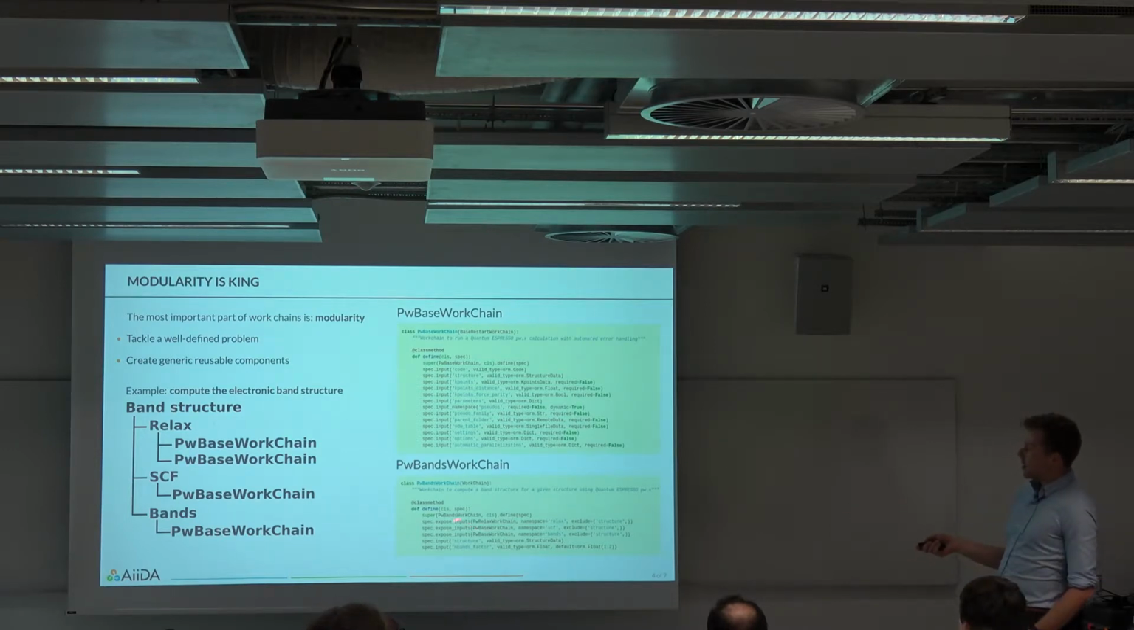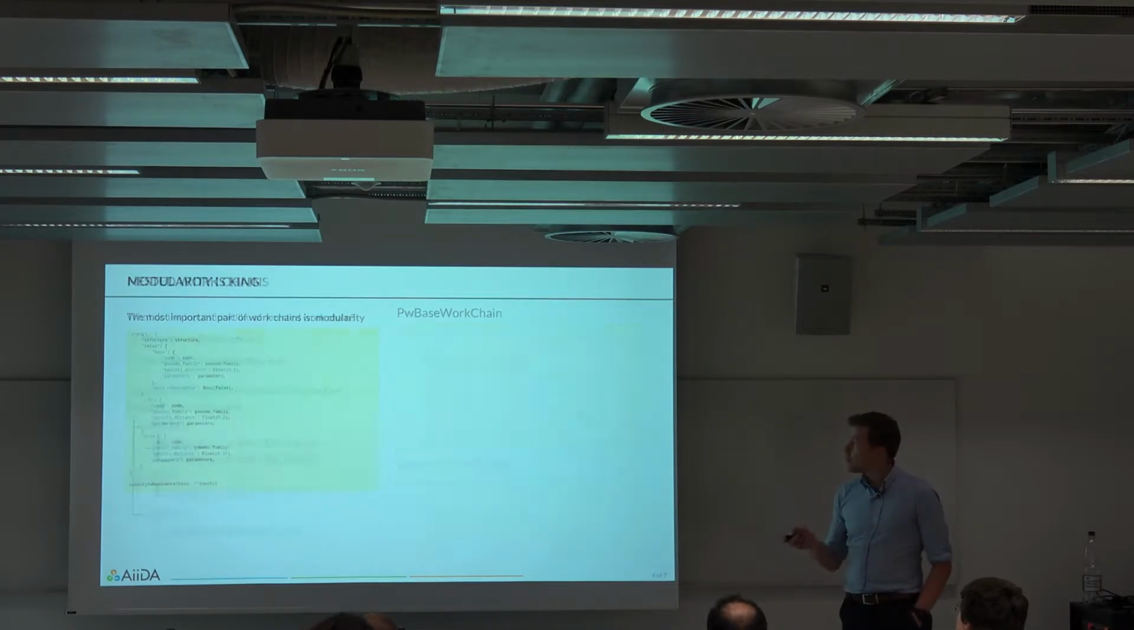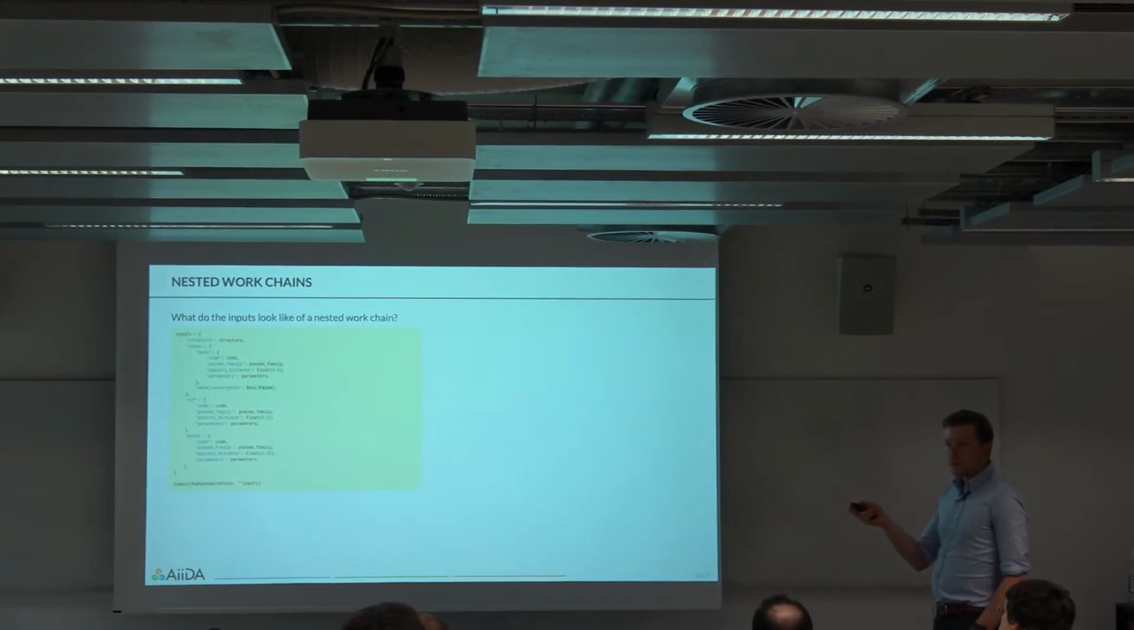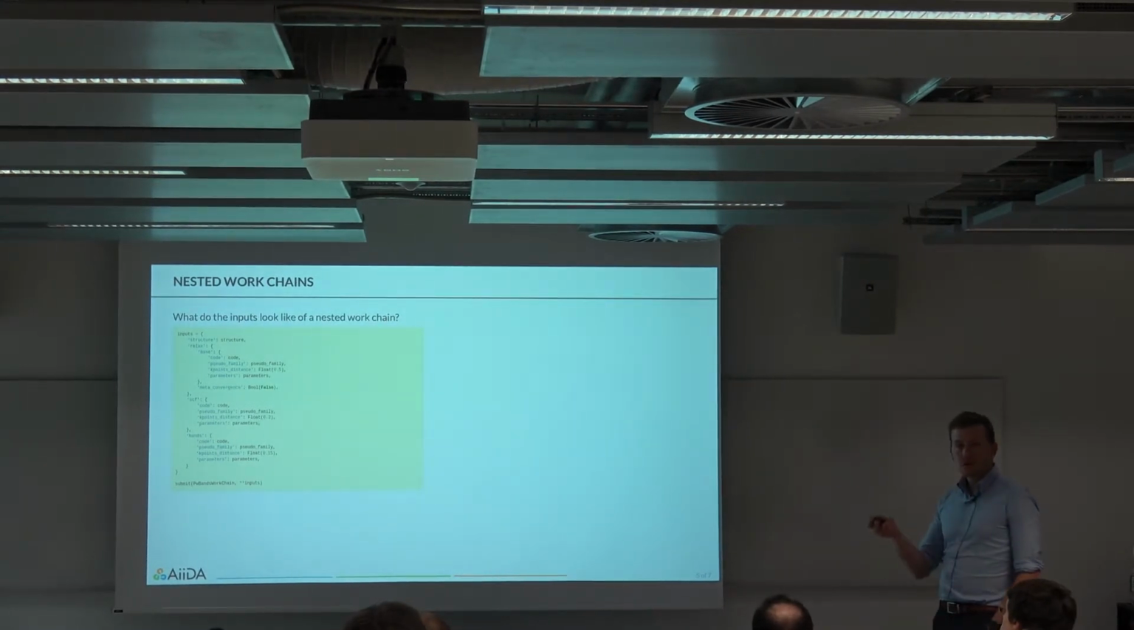That's not actually the case, because due to expose inputs, these are just 3 lines. We expose the relaxed workchain inputs in the namespace relax, and we do the same twice for the base workchain and SCF and bands. Now, what this would look like if you then actually have to pass those inputs looks something like this. You've already seen with the builder how you can specify inputs, but you can also use a normal dictionary.